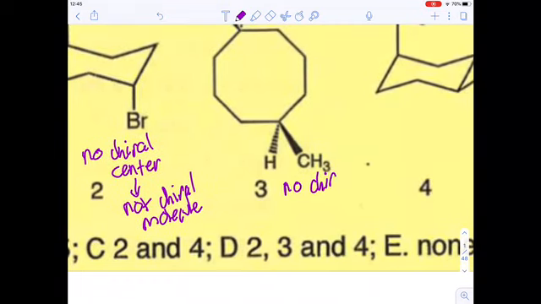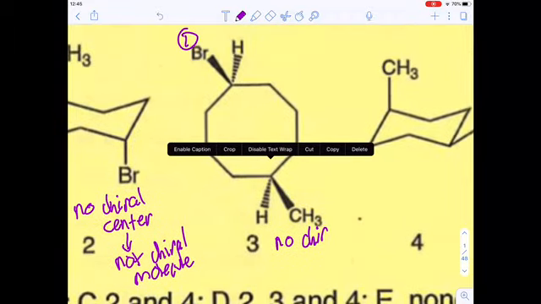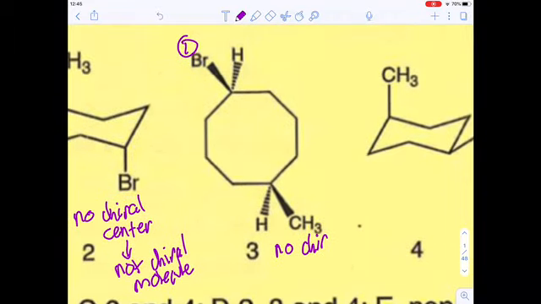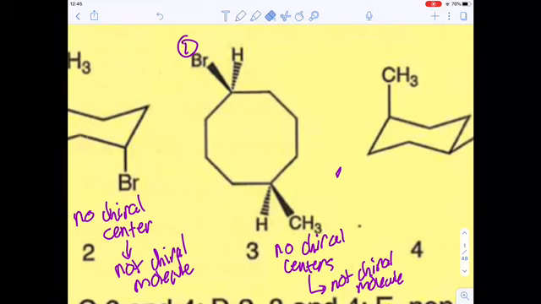Just because they designate the wedge and the dash, that doesn't make it a chiral center, by the way. Because for something to be chiral, it has to be bonded to 4 unique things. In this case, these 2 rings are equal, so it's not bonded to 4 unique things. So no chiral center, not a chiral molecule.